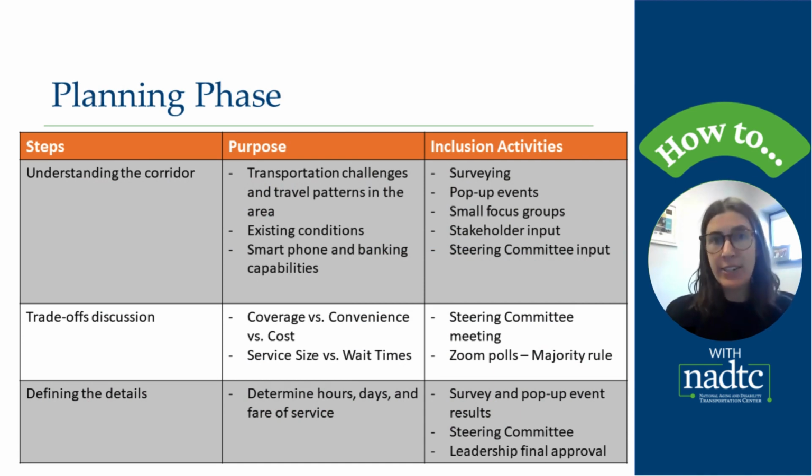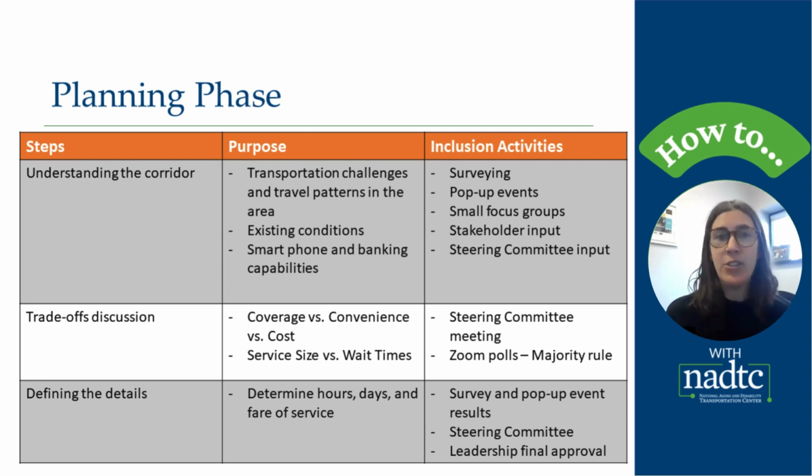So we did form a steering committee that included older adults, people with disabilities, as well as some of the staff from the agencies, our county representatives, and our metropolitan planning organization. So we had a great group of different people to help with the decision-making for this planning. So the first step was understanding the corridor.